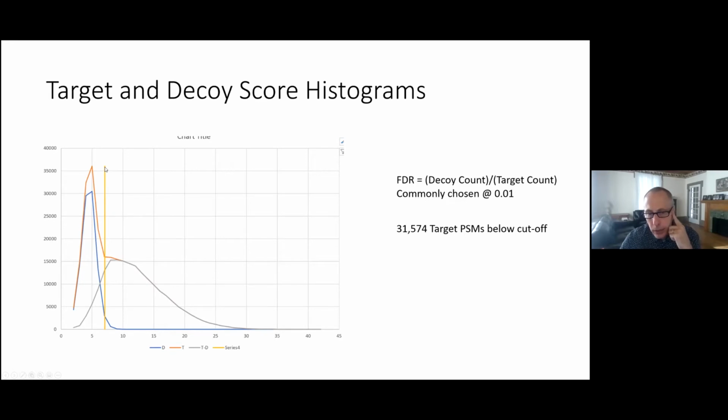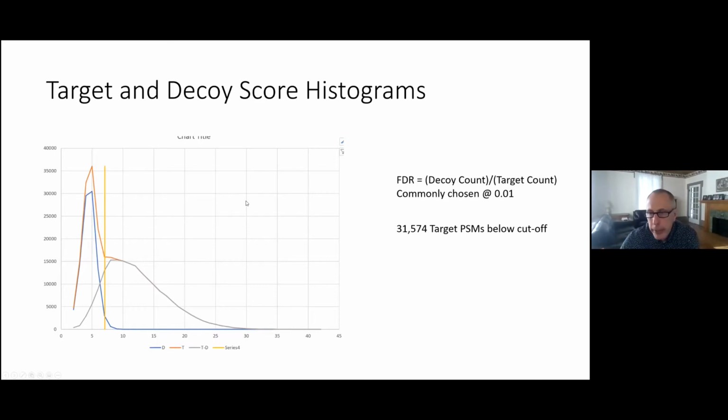Incidentally, what this yellow line is, is the 1% cutoff. Can I move this over here? Yeah. And that's our 1% FDR cutoff. And what that means is that of the area of this gray area, 1% of the area is covered by this blue area. So 1% of this volume above the yellow line, those things are false positives.